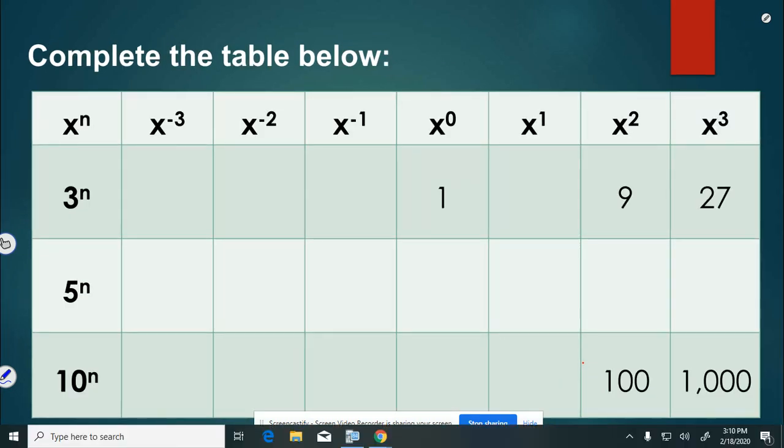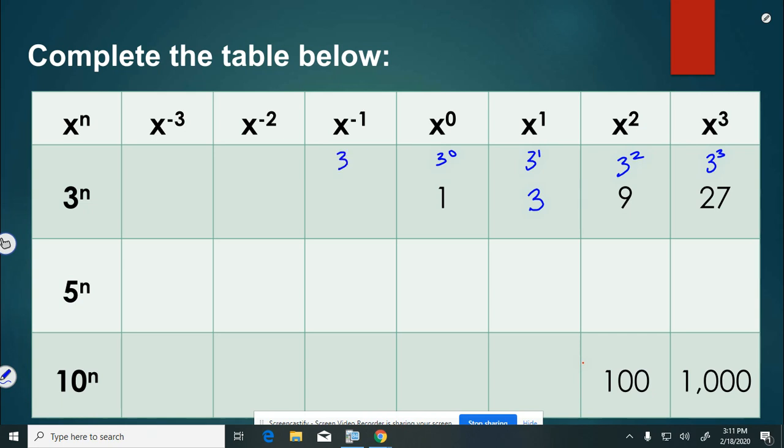Okay, so here we have x to the n all the way to x to the third, like we saw in the previous one, and we want to apply a base of 3. So I already did 3 to the third for you. That's 27, and 3 squared is 9. 3 to the first, we all know is 3. I gave you 3 to the 0.